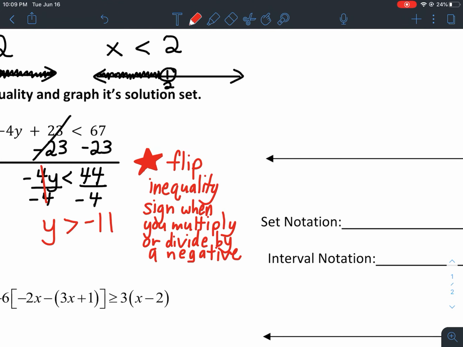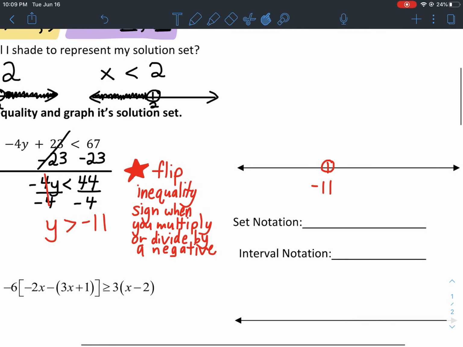So now when we graph that on the number line, we put a point at negative 11. It's going to be an open circle because we just have greater than. We don't have greater than or equal to. Greater than means shade to the right.